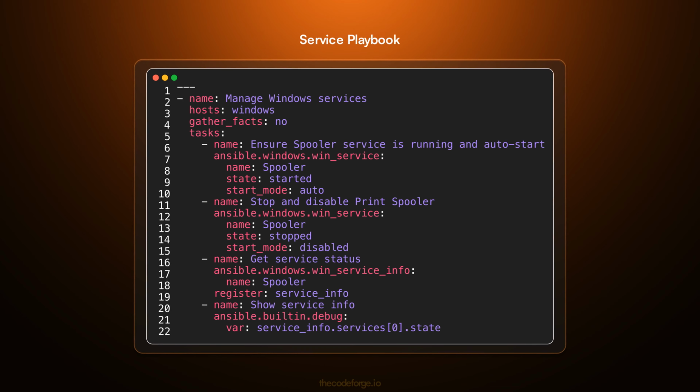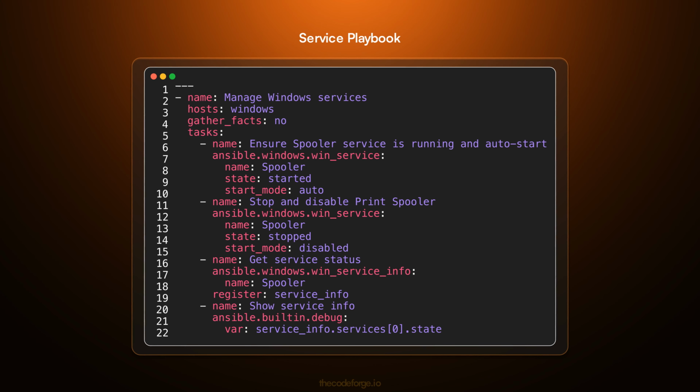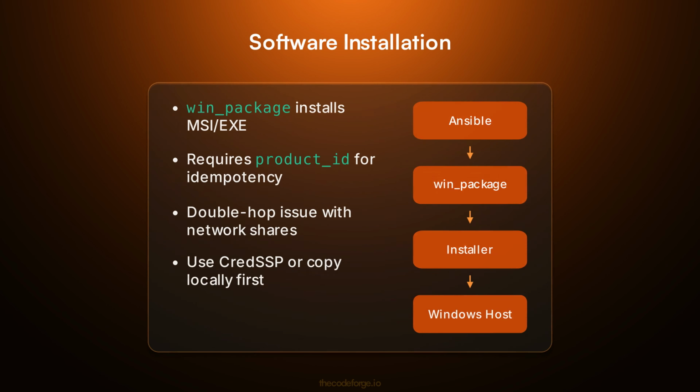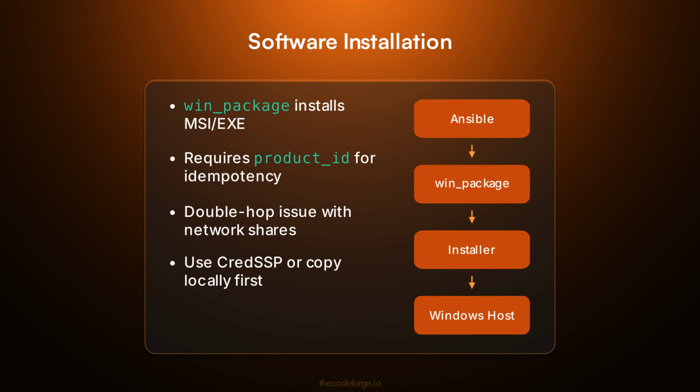This playbook demonstrates managing the print spooler service. It ensures it's running and set to auto-start, then stops and disables it. Finally, it retrieves the service status. The win_package module installs or uninstalls software using MSI or EXE installers. It requires a product_id for idempotency.